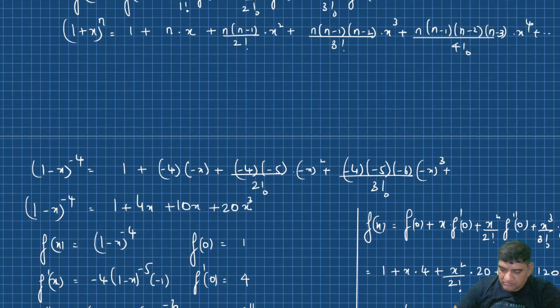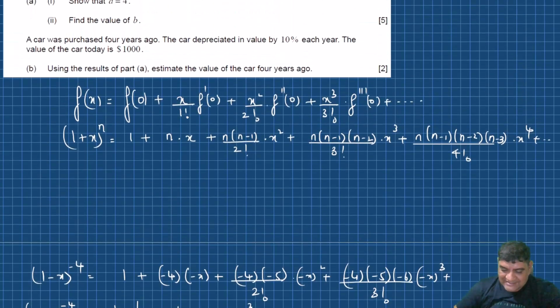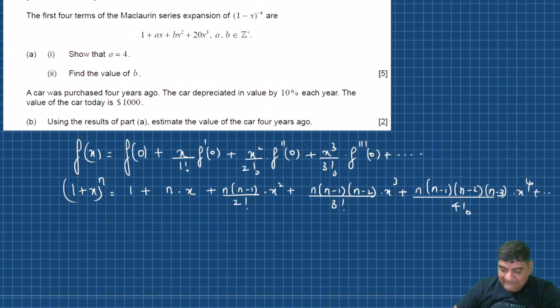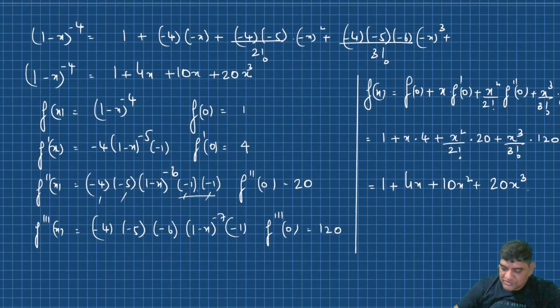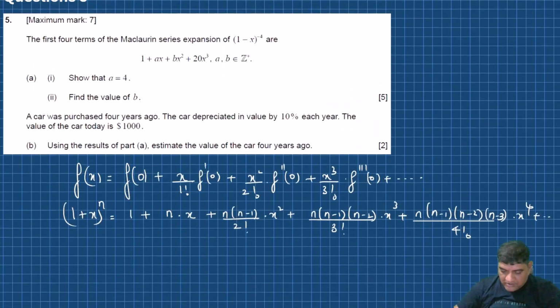At times binomial seems easy, but remember this is only possible if the function itself is a polynomial. Otherwise we can't really use both methods. Okay, so that's the solution for part A. Now let's look at part B.